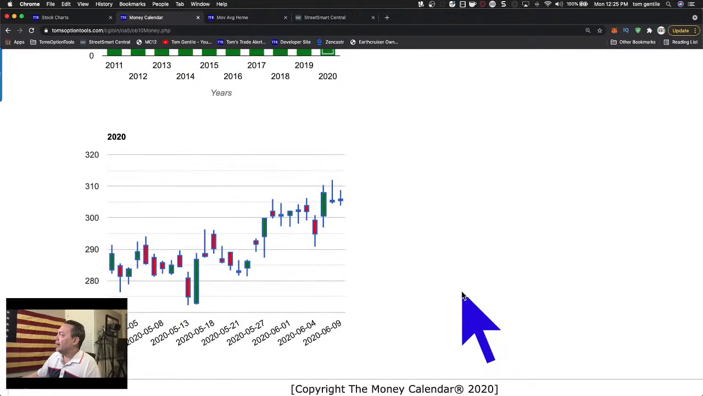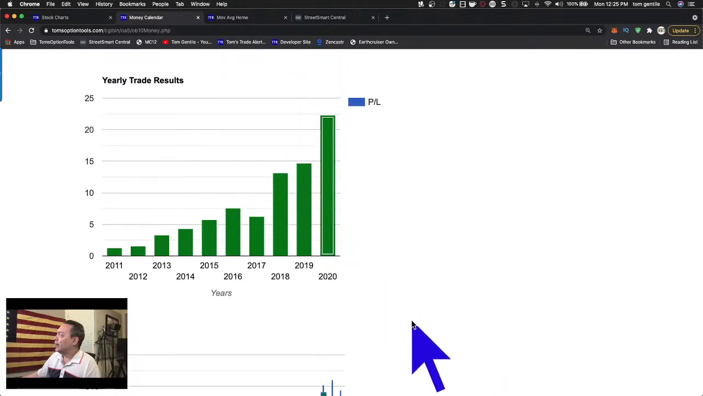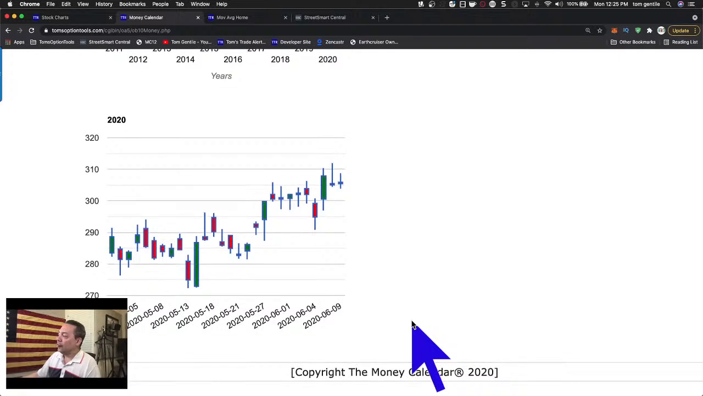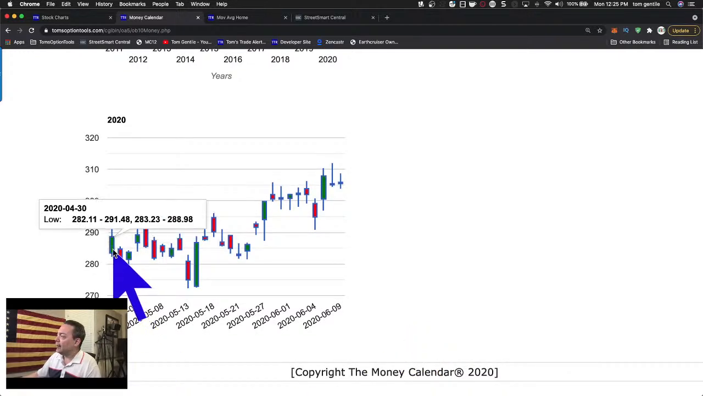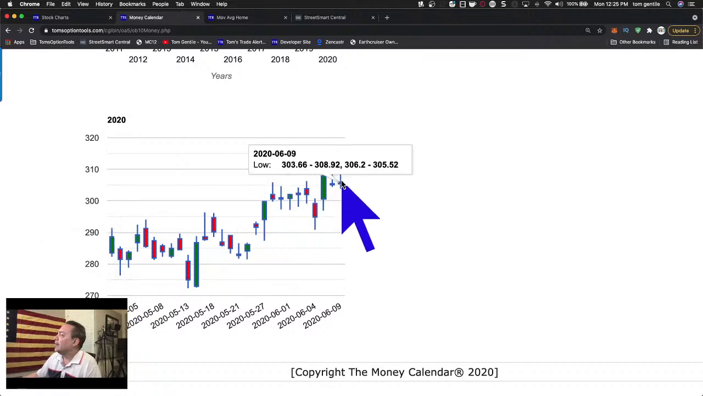So I come down, and what I did was I clicked on 2020, and I'm looking at what happened during the pattern that starts now and ends 28 days later. Well, it was a $282 stock that became a $303 stock 28 days later.